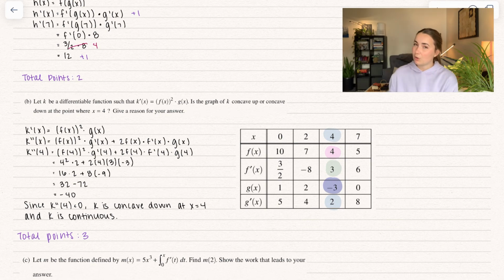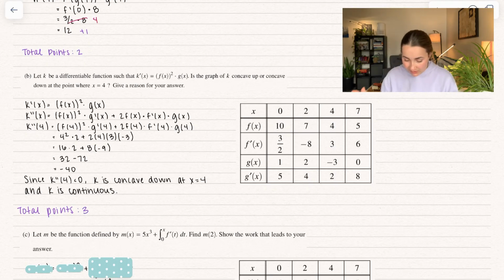We also have included, this was in the rubric, that k is continuous. You know k is continuous because it's differentiable. I don't know why it's necessary to say that. I know it's necessary for it to be continuous. I don't know why they want you to have it written, but better safe than sorry.